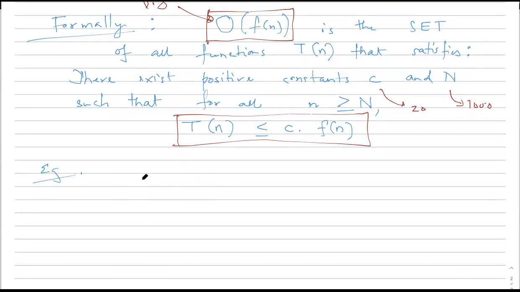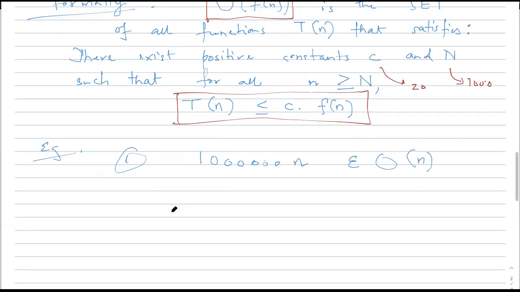All right, let's take some examples. So the first example is that suppose you have 1 million times n is in big O of n. So what is the proof here? The proof here is very simple. You just choose C equal to 1 million, and choose N equal to 0.